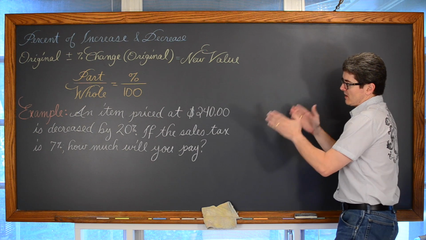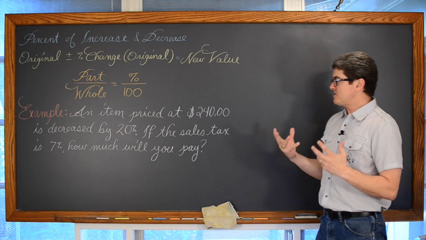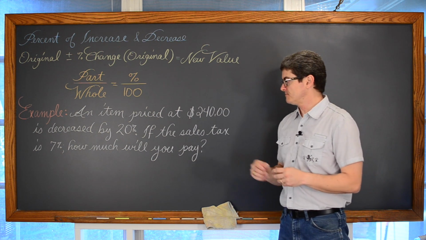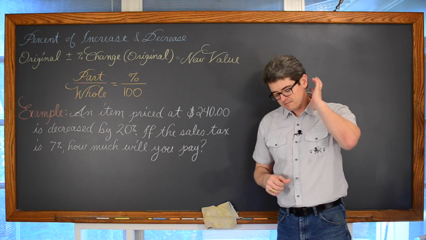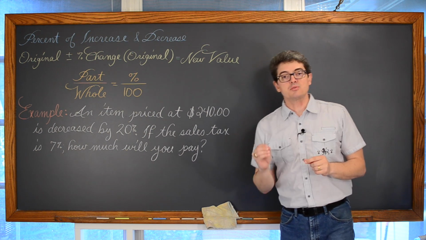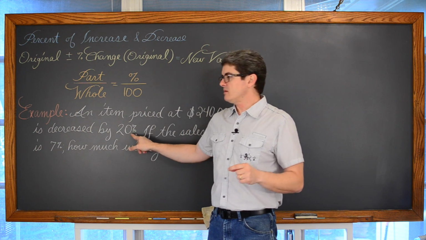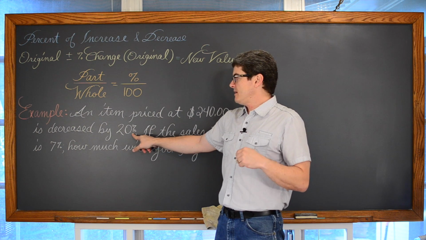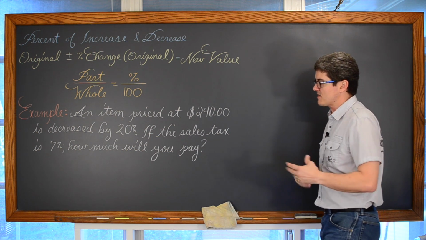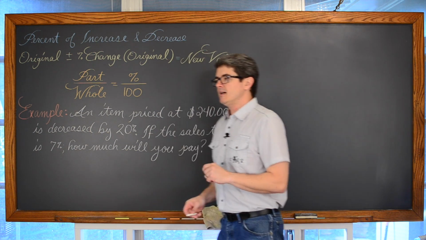Okay, so let's start off with this first problem here. An item is priced at $240 and it's decreased by 20%. If the sales tax is 7%, how much will you pay? Well, there's 2 percents of change here, and you do need to deal with those in 2 separate steps. You can't look at this and say, oh, well, the item is decreased by 20% and then marked up 7% because of the tax, so there's a net decrease of 13%. It doesn't work that way.